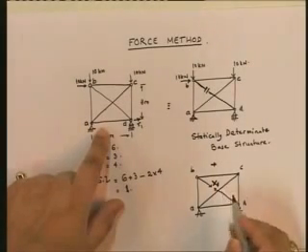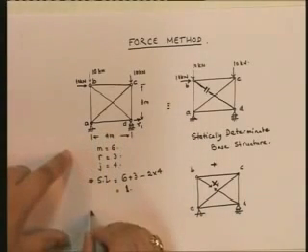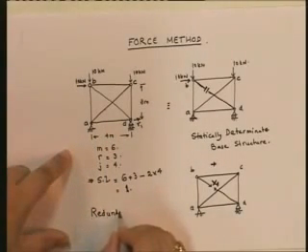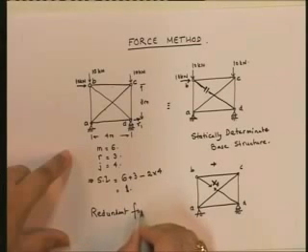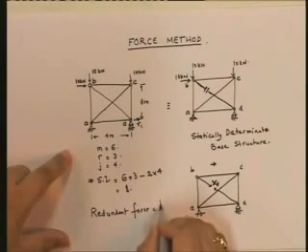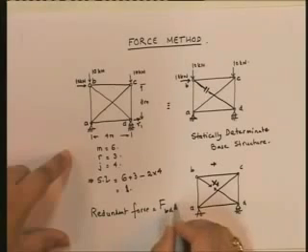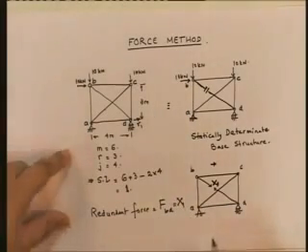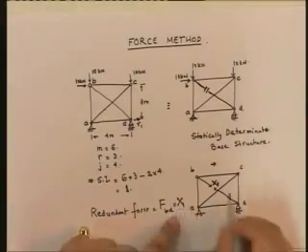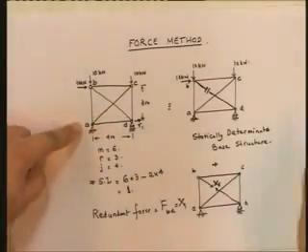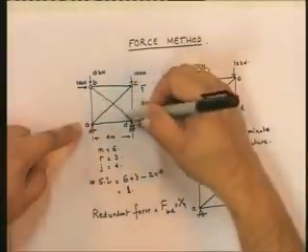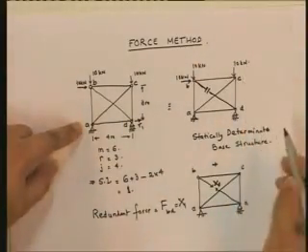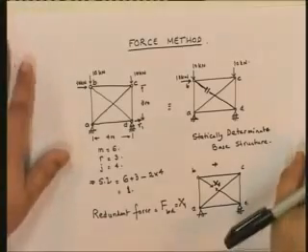So in other words, the redundant force for this structure is the force in member BD, which we are saying is an unknown value x1. But suppose we knew x1, then we could solve this problem. This becomes a statically determinate structure because we know the force in one member. So this in essence is the basic idea behind the force method.